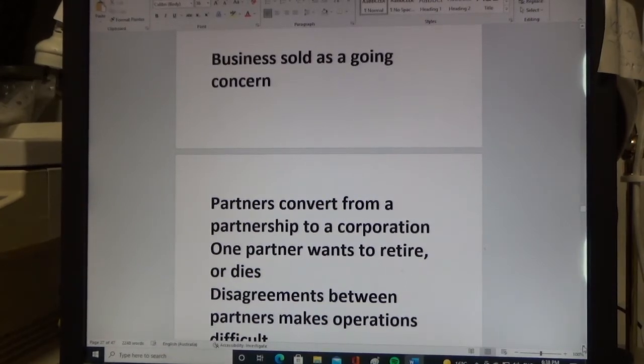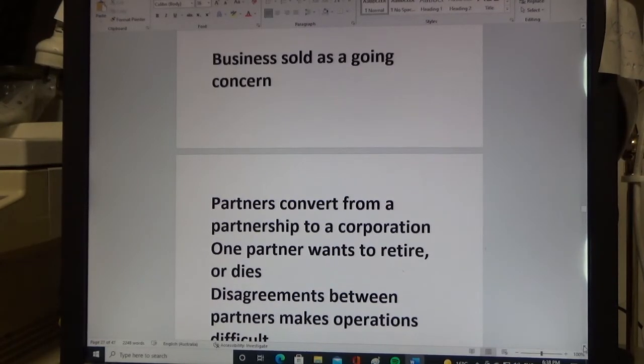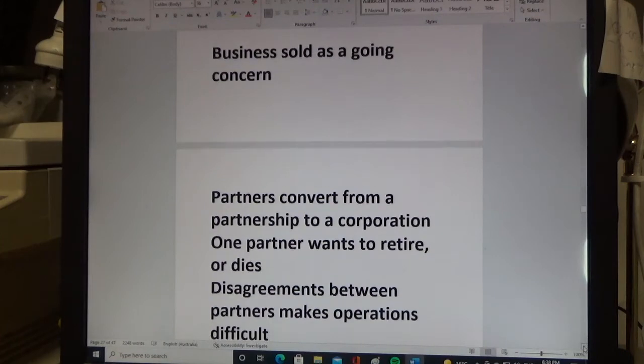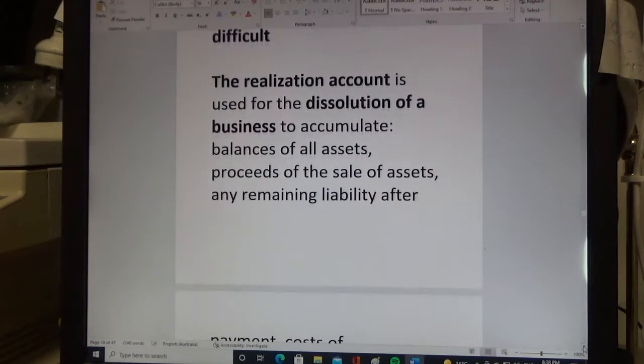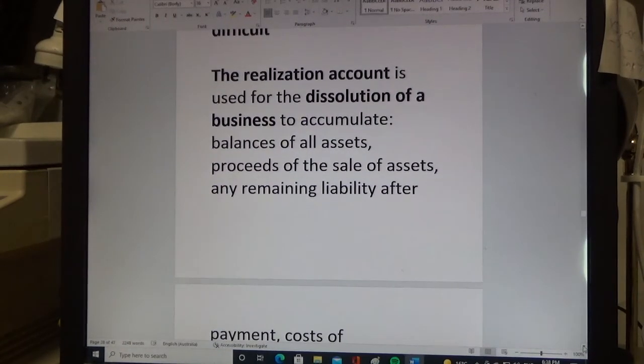Some partnerships could be sold as a going concern. They are profitable, and maybe that buyer will convert it to a company structure. They won't keep the partnership. Maybe they'll just keep it going as a sole trader. Who knows? There's a lot of different possibilities in the business world. Disagreements might be a reason between partners. And as we said, the realisation account is really important for partnership wind-up.